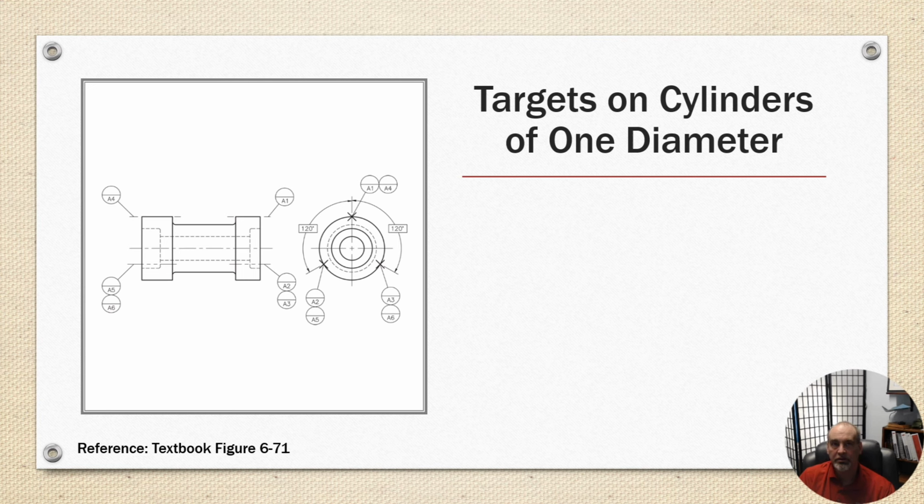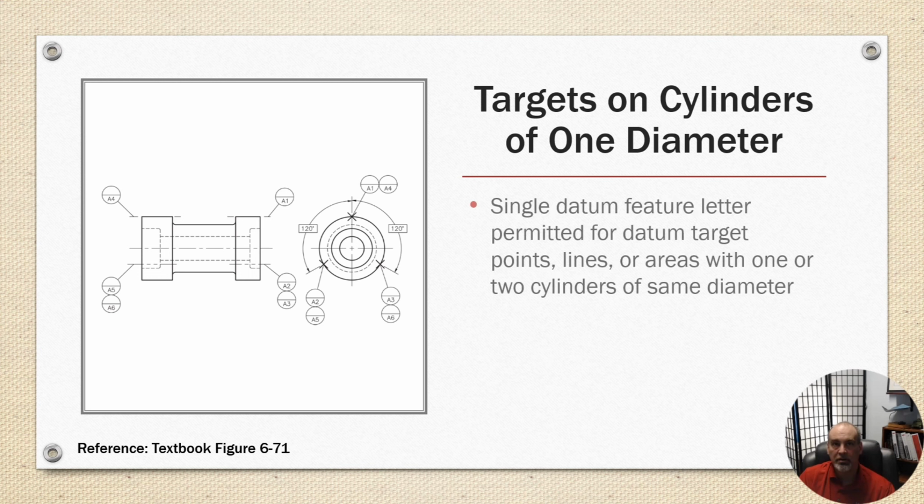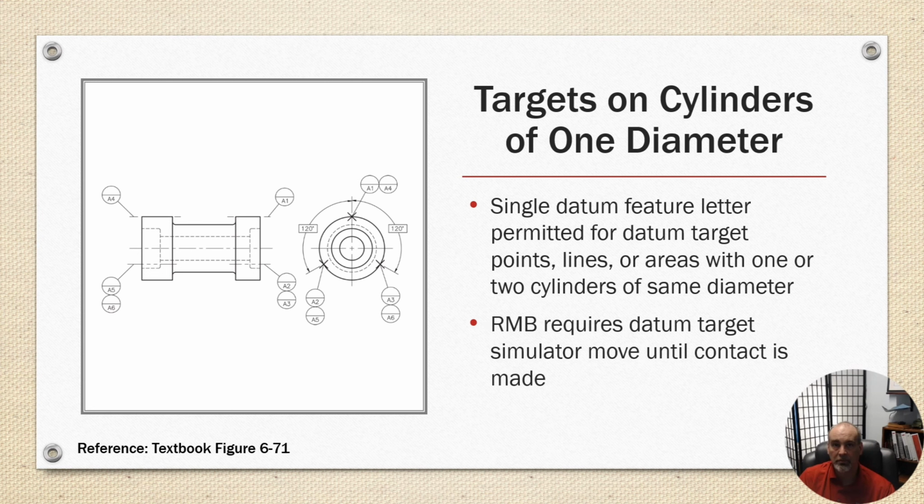Okay, targets on cylinders of one diameter. A single datum feature letter is permitted for a datum target point, line, or area with 1 or 2 cylinders of the same diameter. So in this case, it's the outside diameter of the part. And regardless, a material boundary requires the datum target simulator to move until contact is made with the part.